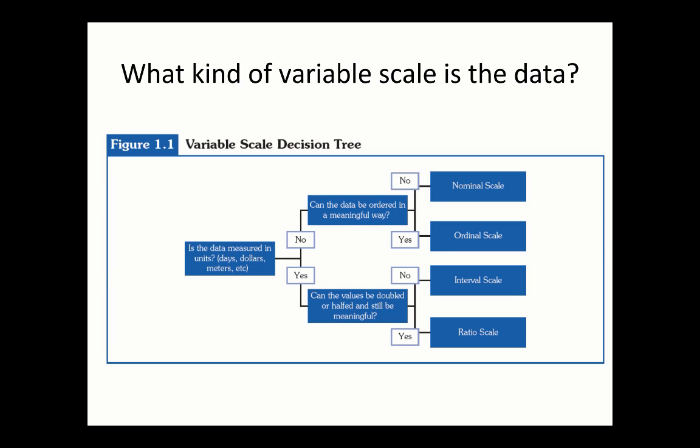The next question is, can the values be doubled or halved and still be meaningful? Well, if we cut BMI in half, the value will carry a significantly different meaning. So we have to answer that question as no and move up in the decision tree. This leaves us at interval scale. Therefore, we can conclude that BMI is a quantitative variable on the interval scale.